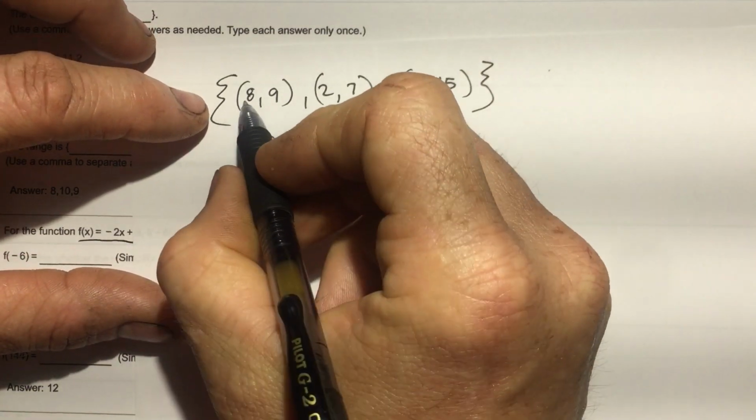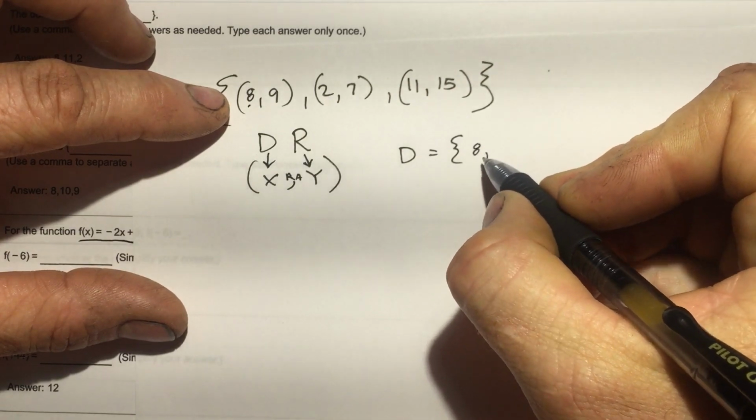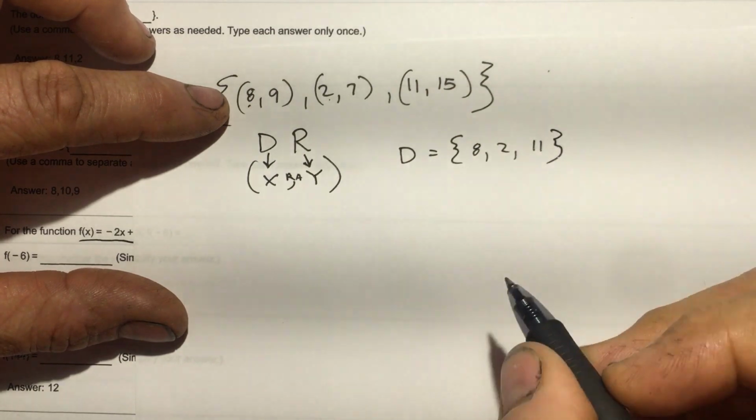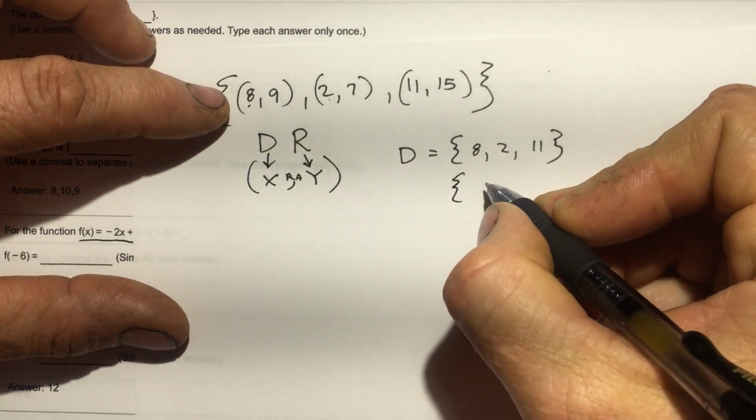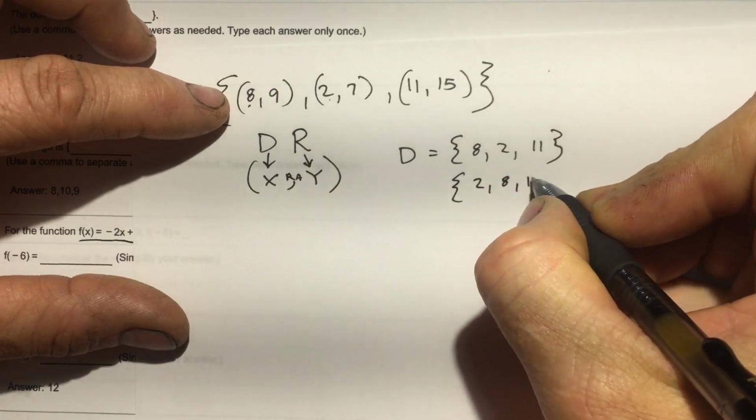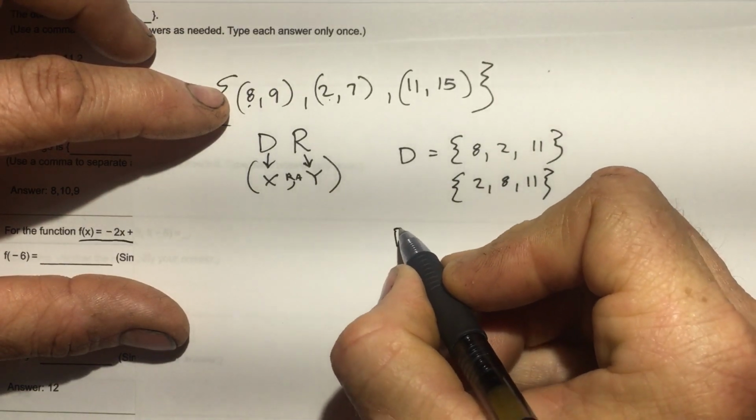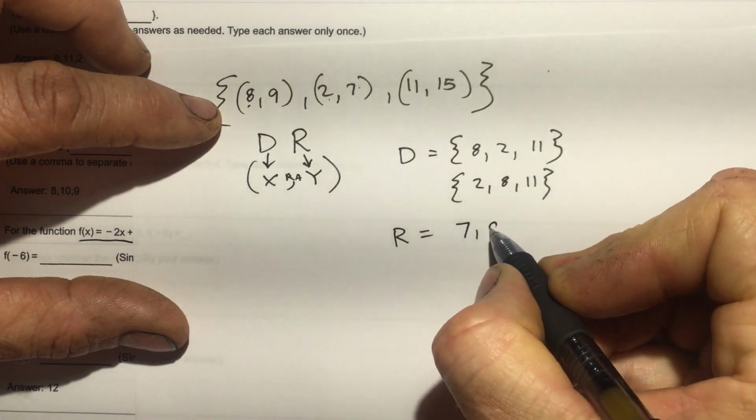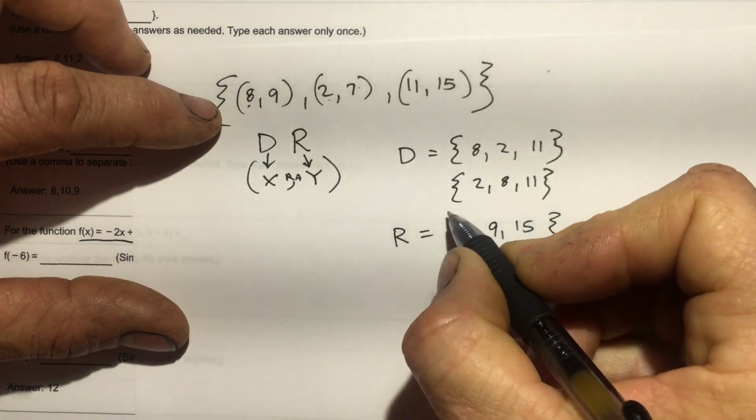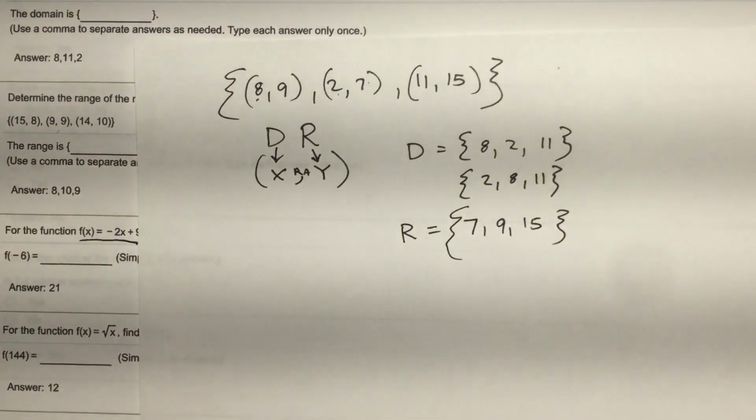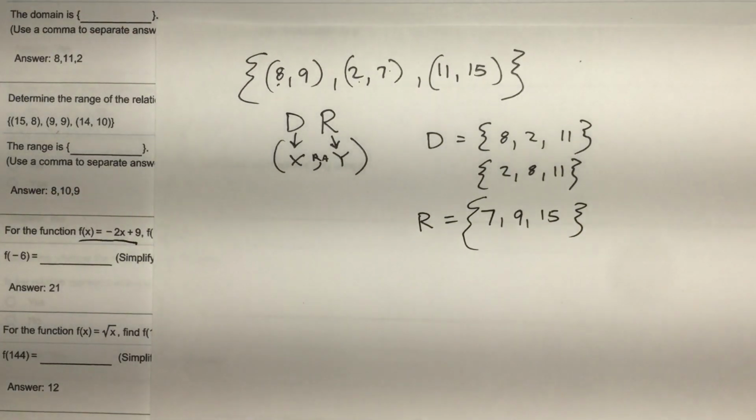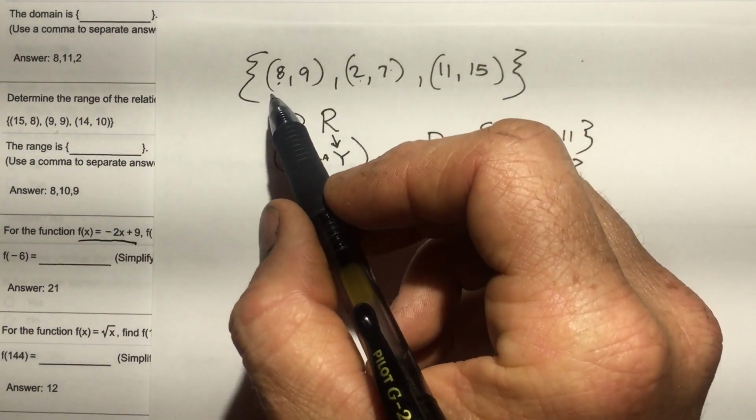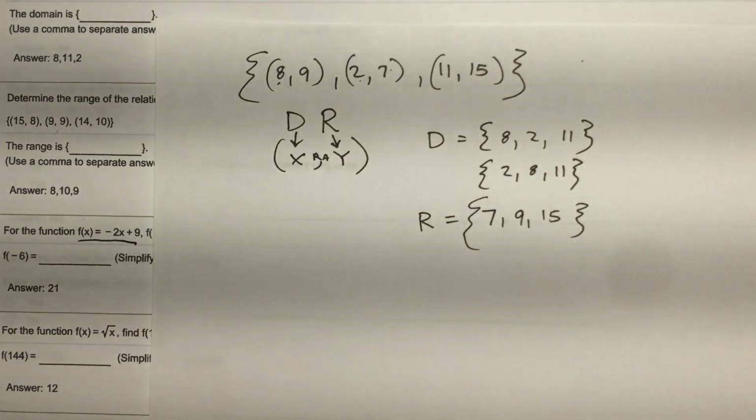All right, my domain, well, I've got an 8 right in this first ordered pair. I've got a 2 there, and I've got an 11 here. This is my domain. Now, a lot of times it doesn't really matter, but I put them in order. That's my domain. My range, 9, 7, and 15. So 7, 9, and 15. This would be my range. But domain is your x's, range is your y's, and this is a relation and how x and y are related for some reason.